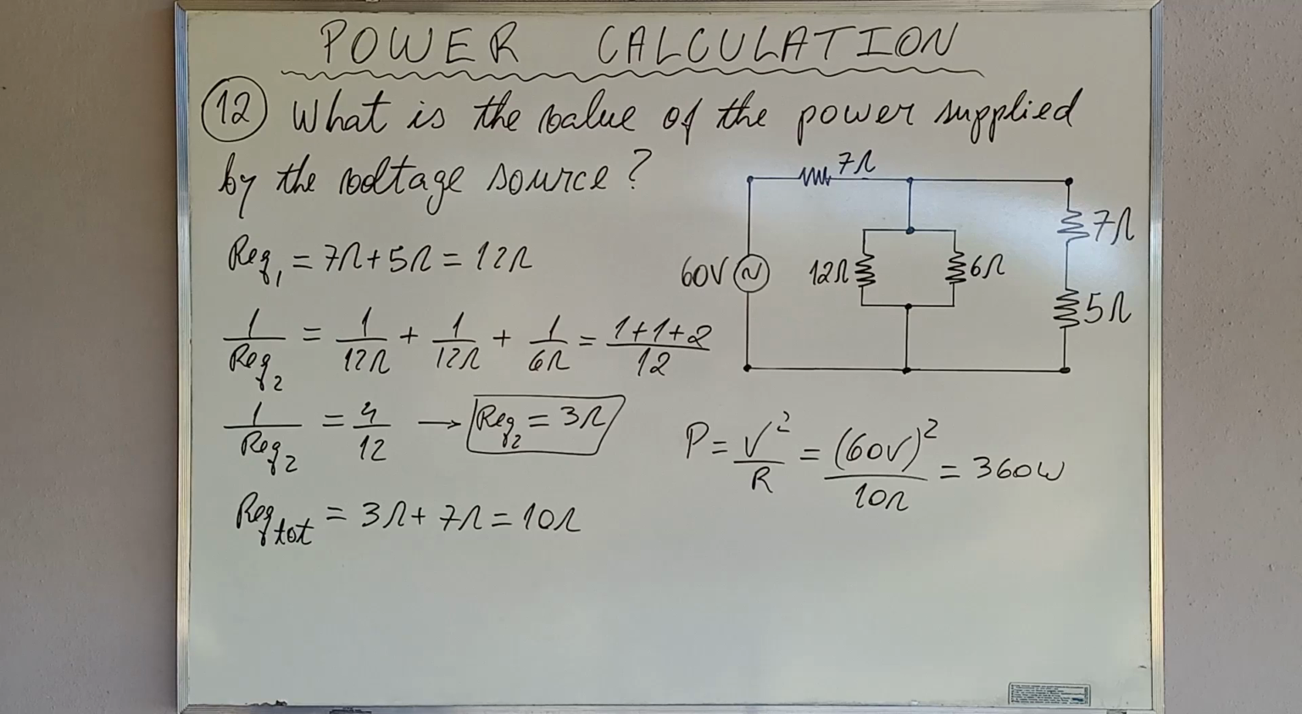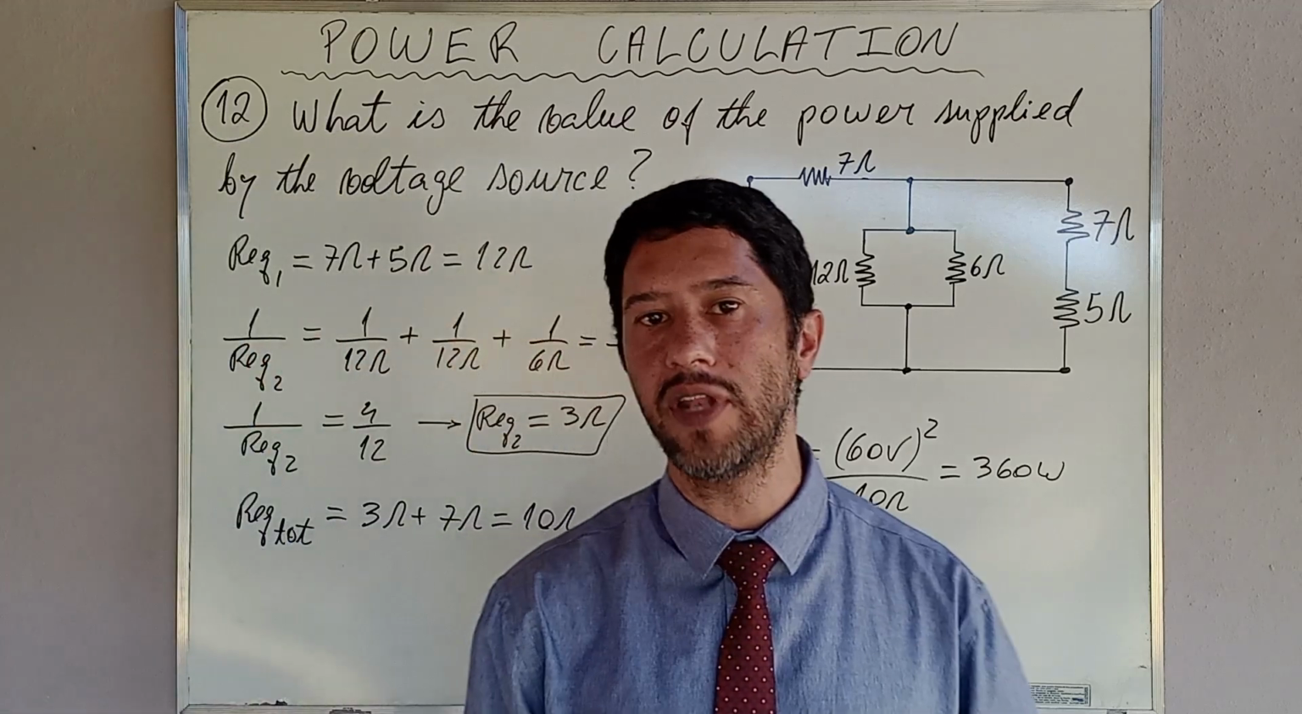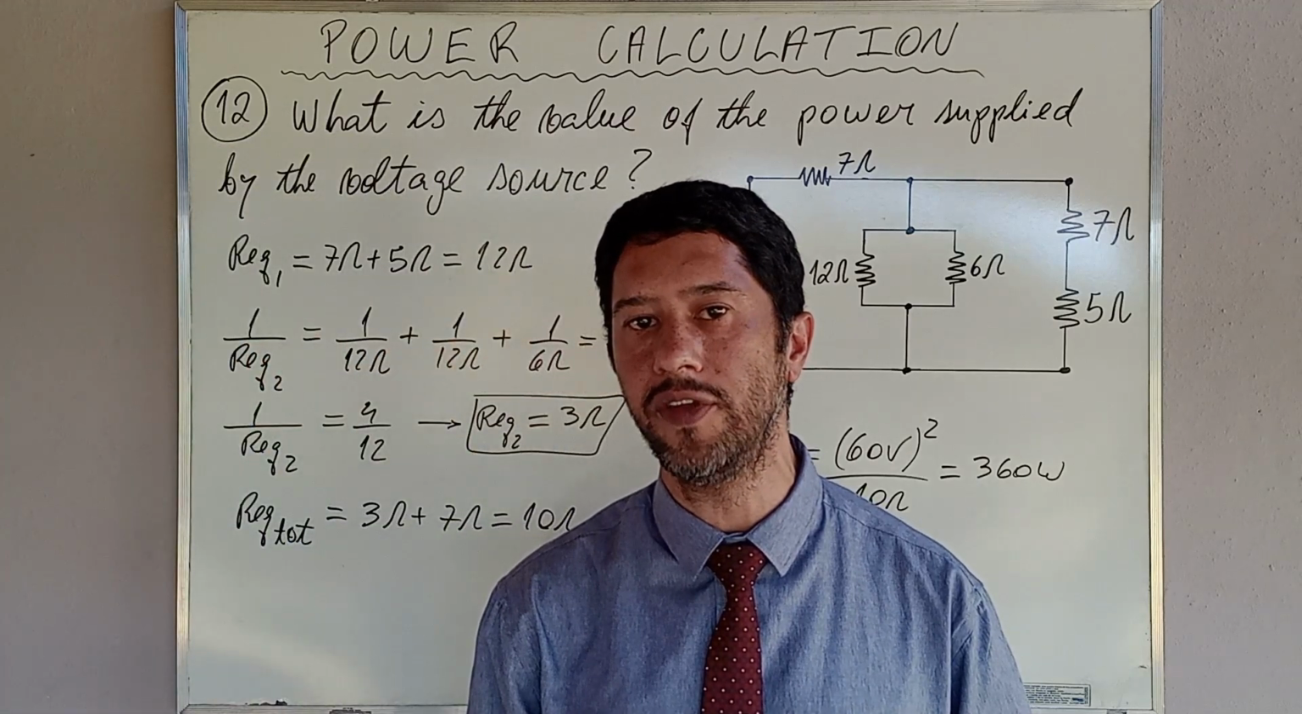The value of the power supplied by the source, which is equal to the power consumed by the total equivalent resistance. And this is all for exercise number 12. Let's go to the next. Let's go to exercise 13.